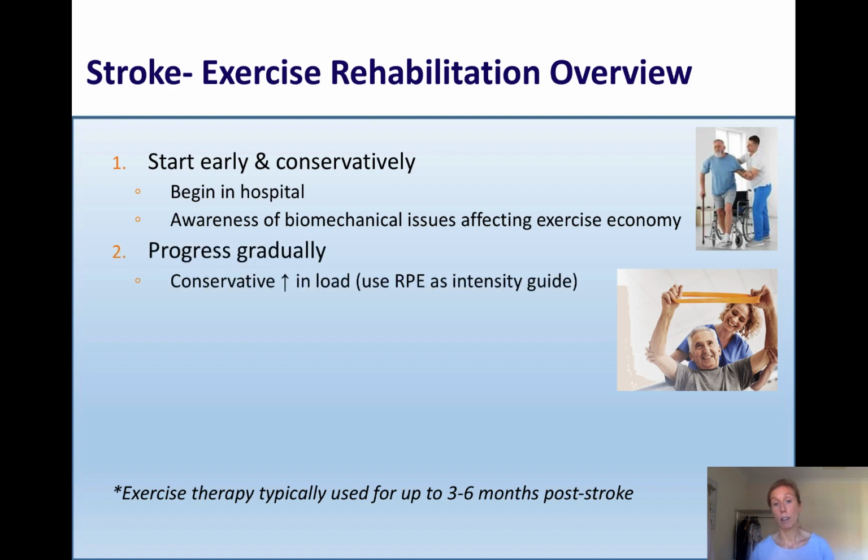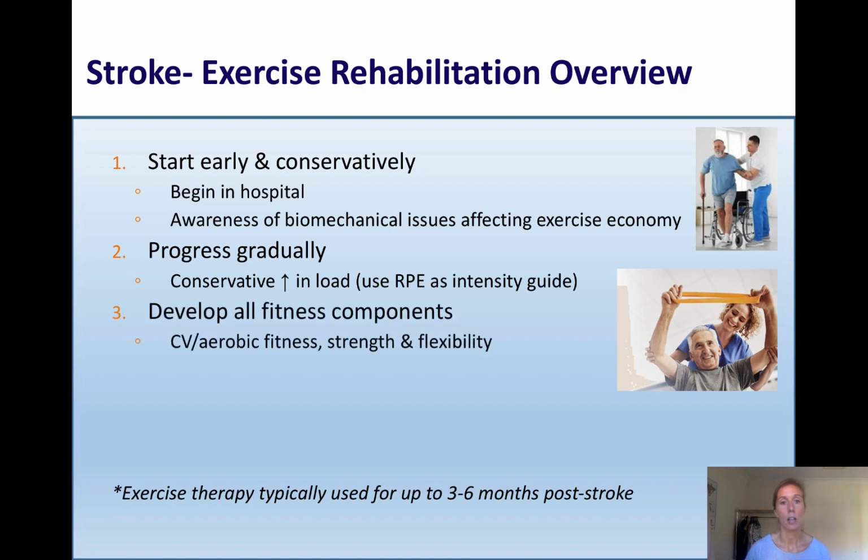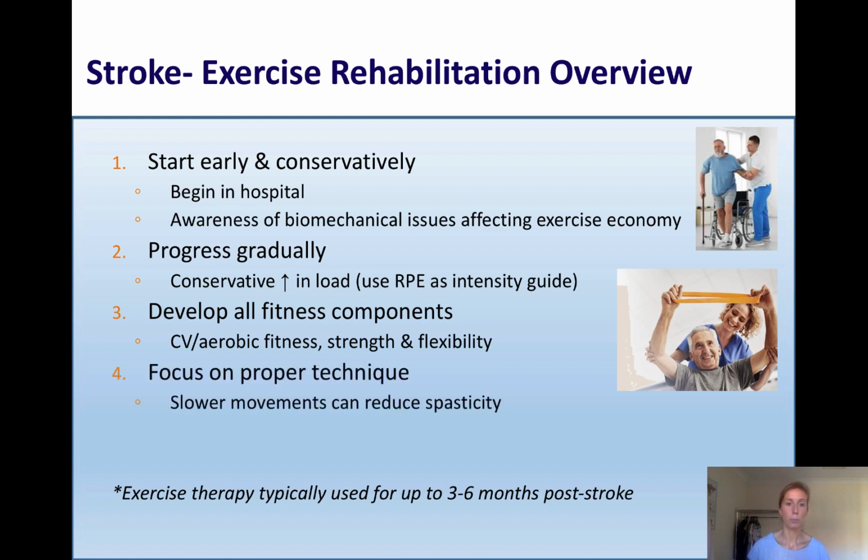We need to progress gradually, okay, so we're not going to be trying to hit any major progressions in those early stages particularly, so we need that conservative increase in load. We can use RPE as an intensity guide, which is pretty common across our clinical populations. And of course, guys, we just want to develop all the fitness components. So there's going to be a benefit of increasing aerobic fitness, obviously the strength component, but also flexibility.